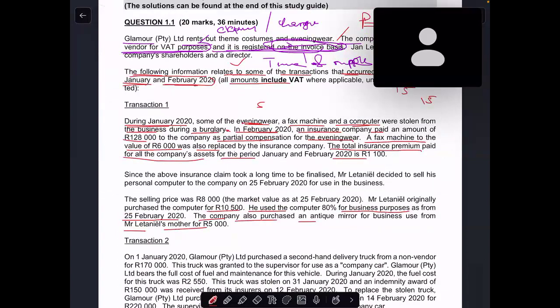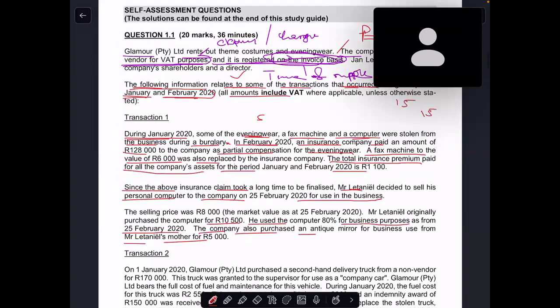Right, then we continue with our story. Since the above insurance claim took long to be finalized, Mr. Letani decided to sell his personal computer to the company on 25 Feb 2020 for use in the business. What happened here? Remember we're doing this from the side of the business. We're not concerned about Mr. Letani. Who is he here?